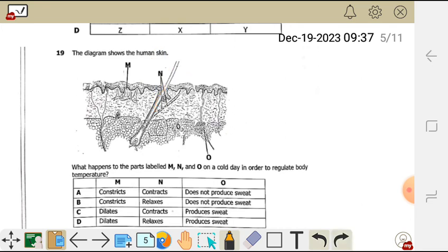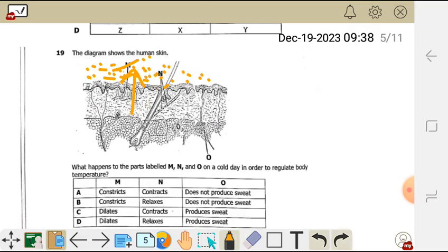Why? Because when the hair stands firm, what will happen? It is going to trap some air on the skin. Because air acts as a bad conductor of heat, as heat comes here, it won't be lost easily, because we have a layer of air on our skin which is a bad conductor of heat. As a result, the heat is going to be preserved in the skin. That's why the hair should stand.